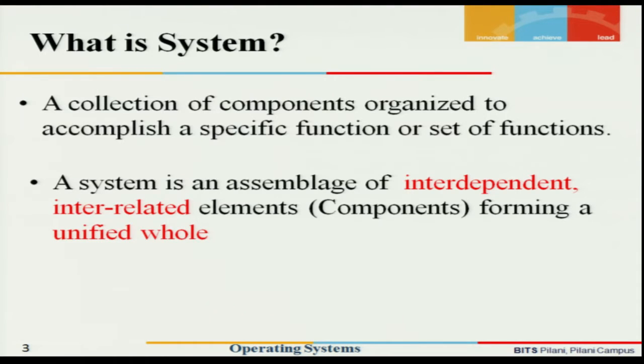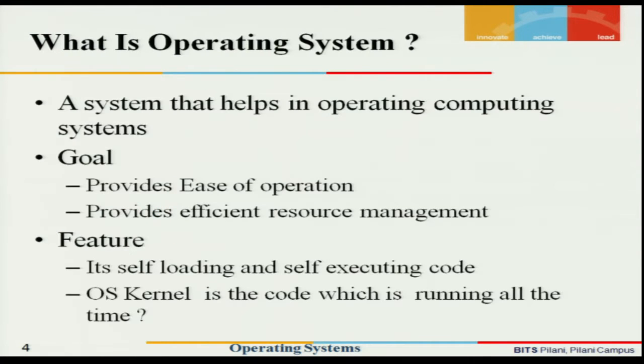A system is defined as a collection of components organized to accomplish a specific function or a set of functions. Another definition: a system is an assemblage of interdependent, interrelated elements forming a unified whole. The next question which we need to answer is, what is an operating system? A system that helps in operating a computing system. That can be a very simple definition.